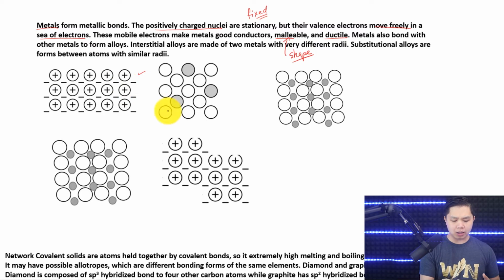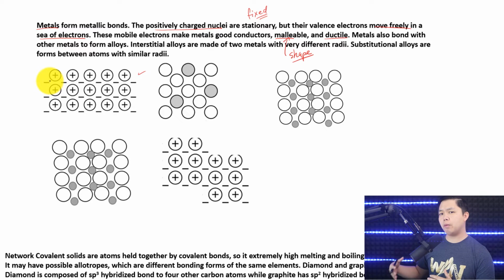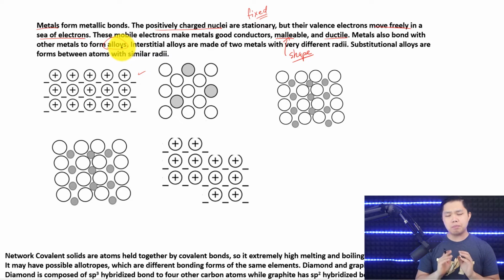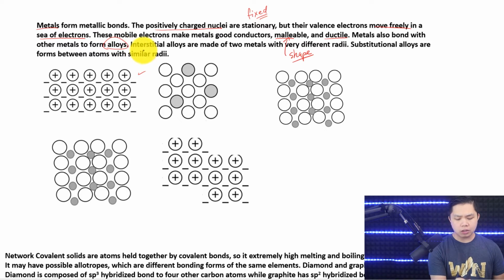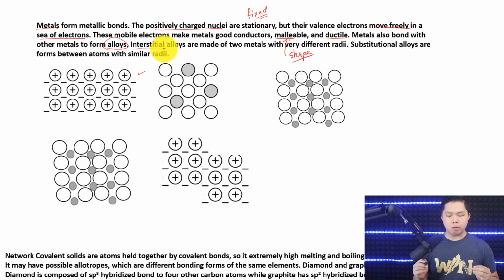The reason behind this is the unique structure of metals, where we have a very stationary solid surrounded by a sea of electrons. Now, metals can also bond with other metals to form alloys. An alloy is a mixture of different metals. There are two types of alloys. Interstitial alloy, basically when we have two types of metals that have very different radii.